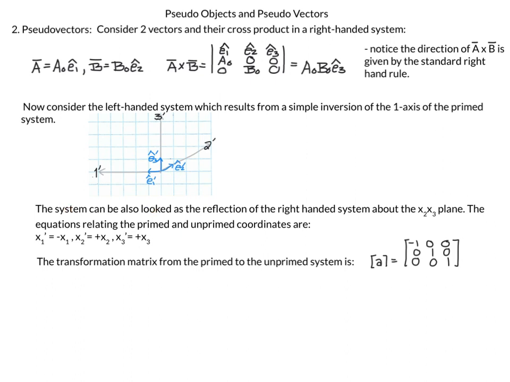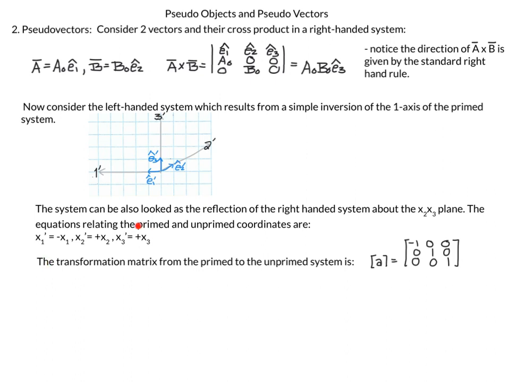So this system can also be referred to as a reflection of the right-handed system about the x2, x3 plane. So this one axis is reflected across this plane. And the equations relating the primed to unprimed coordinates are, well, x1 prime is now equal to negative x1, right? If we wanted to write that vector here, since this E1 is in the opposite direction, we need a negative. x2 stays the same, and x3 stays the same.